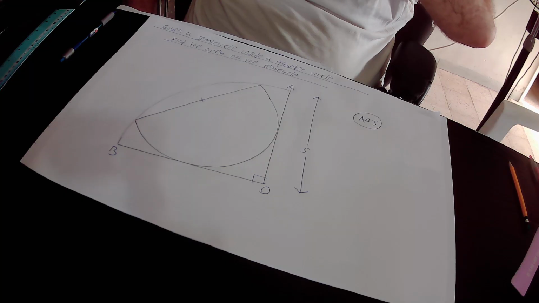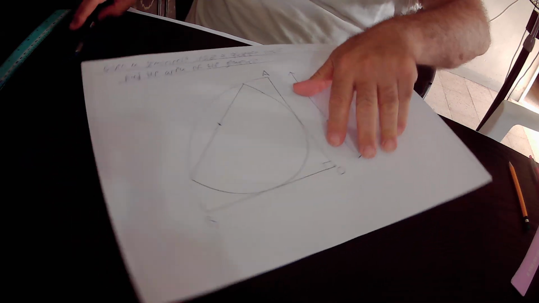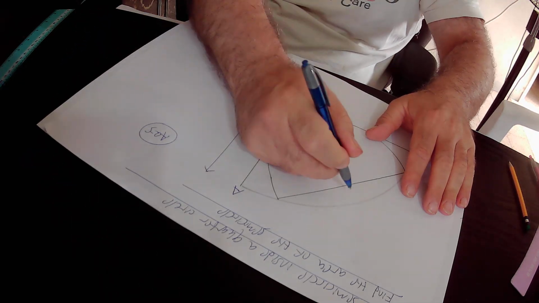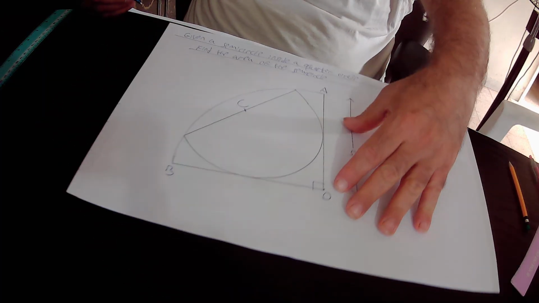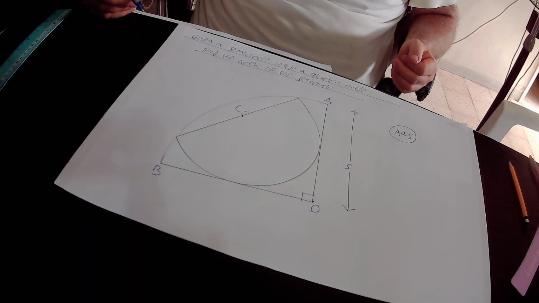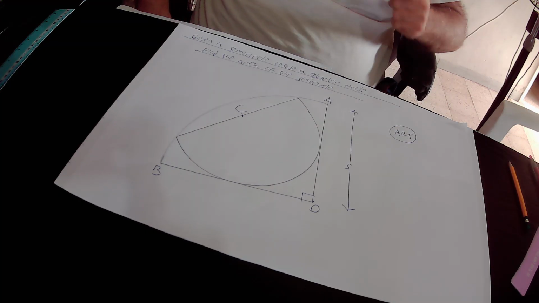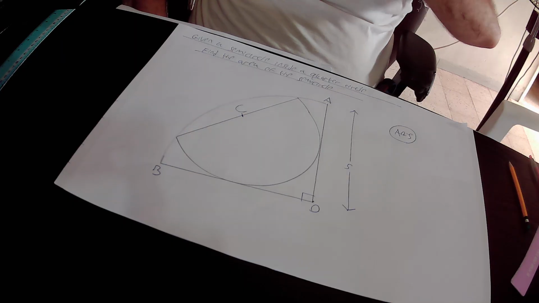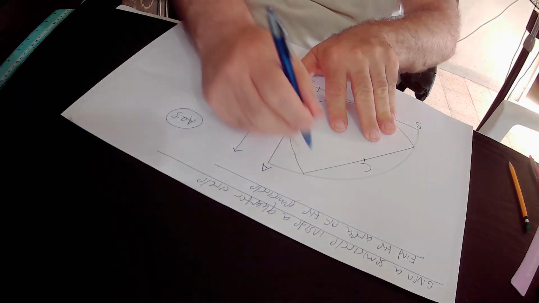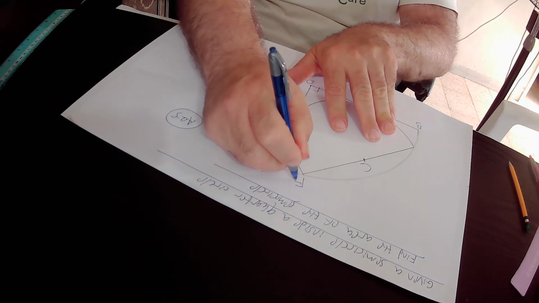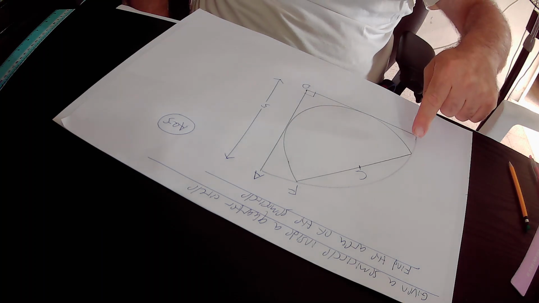So, first of all, we will define the center of this semicircle. This point is point C. Likewise, we will define the first touching point of the quarter circle with the semicircle. This point is point F. We will define the second touching point of the quarter circle with the semicircle. This point is point G.